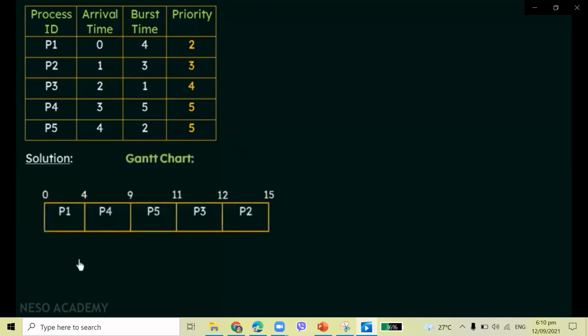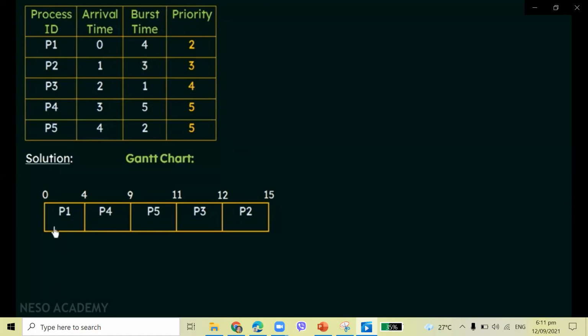So here is a Gantt chart for this set of processes P1 to P5. Let's see what happens. Let's see which is the first process that arrives. If you look at the table, we see that P1 arrives at time 0. So P1 is the first process to arrive. Since there were no processes at that time and since P1 was the first one, it gets the CPU and it begins its execution. And how long will P1 execute? It will execute for 4 milliseconds because that is the burst time of P1.